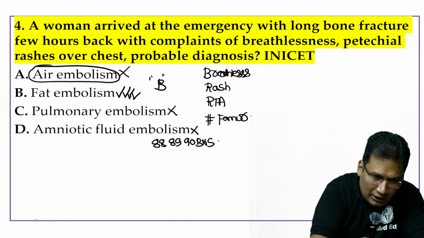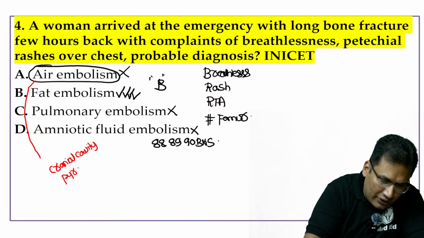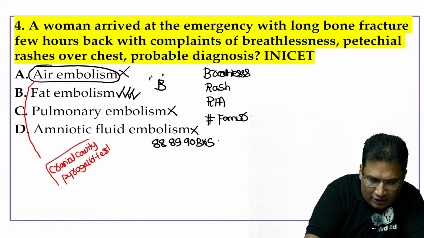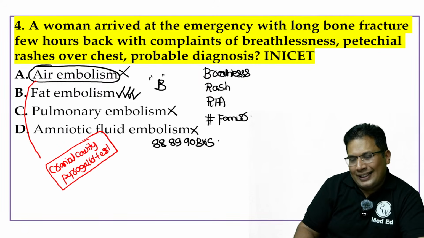You have to remember, in air embolism, the first cavity should be the cranial cavity. And the test done is the pyrogallol test. Very commonly asked. Okay? Pyrogallol test.